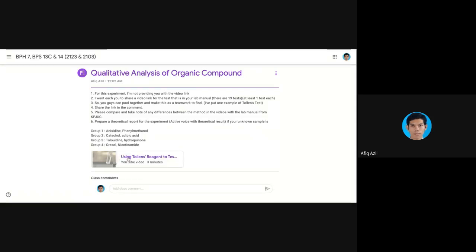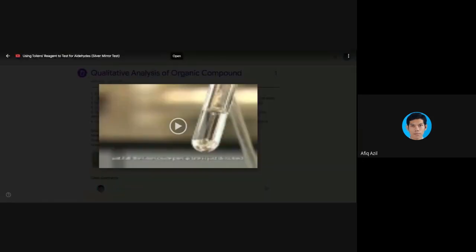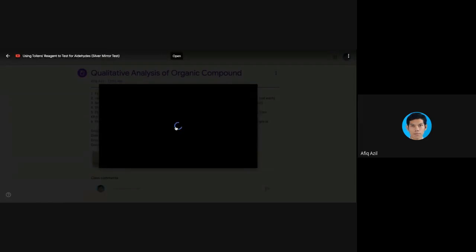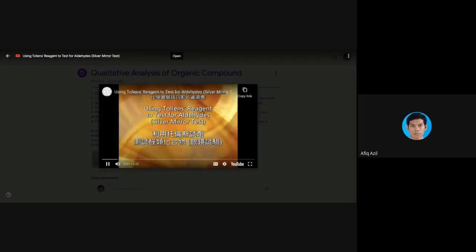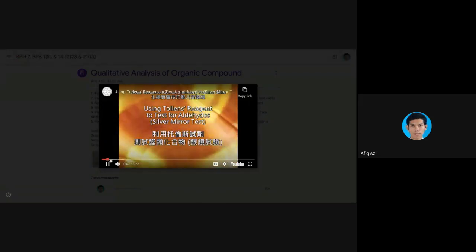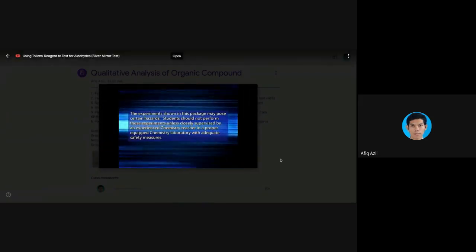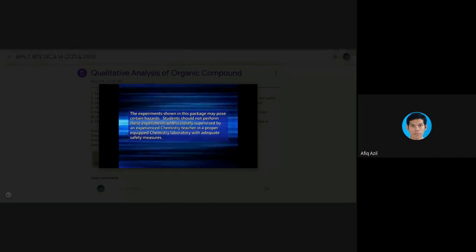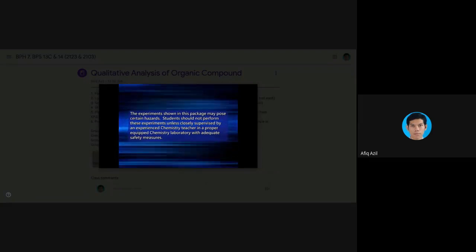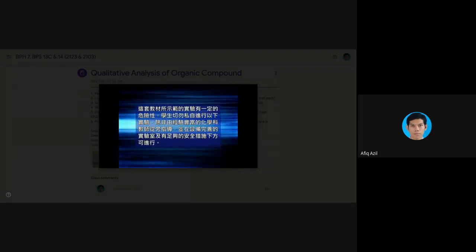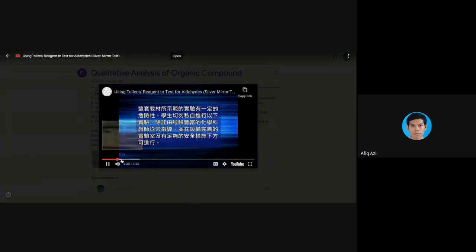For example, the Tollens test. Let's see for a while. So this Tollens test is actually for the aldehyde test. It's not available in this semester's manual. Sorry.